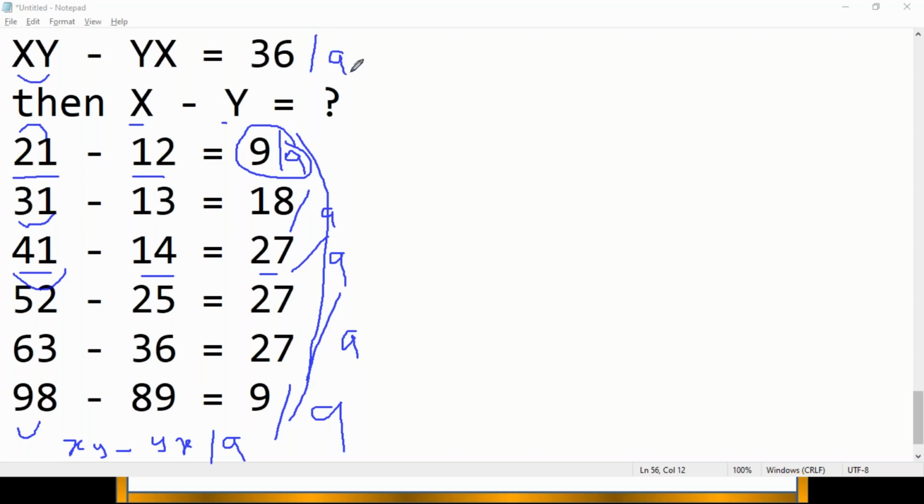So 36 by 9 is how much? 4 is the answer. Do it first. For example, take any number, no problem. 72 minus 27, a number of the form xy minus yx, is 45. Then the difference between the two digits 7 and 2 is 45 by 9. So 7 minus 2 is 45 by 9, which is 5. Hope all of you understood. Clear?